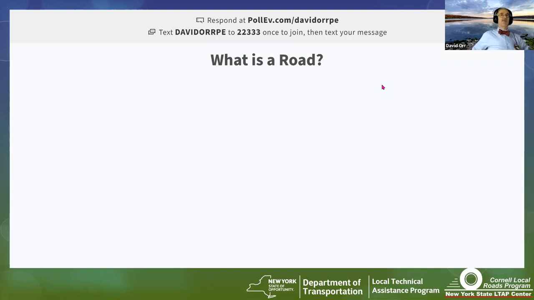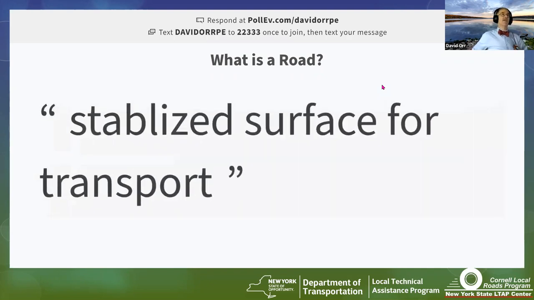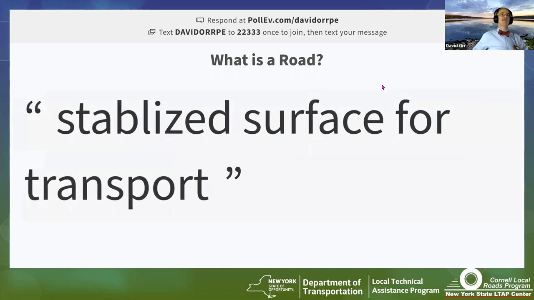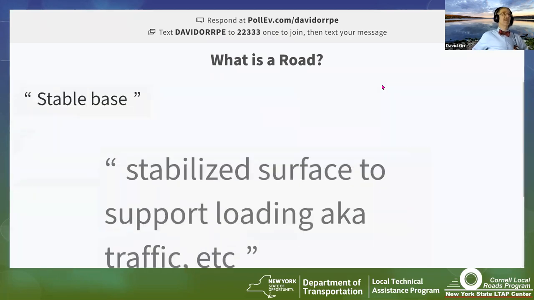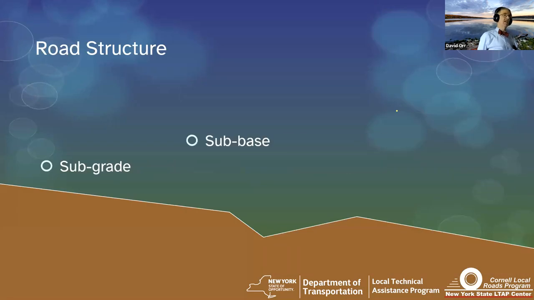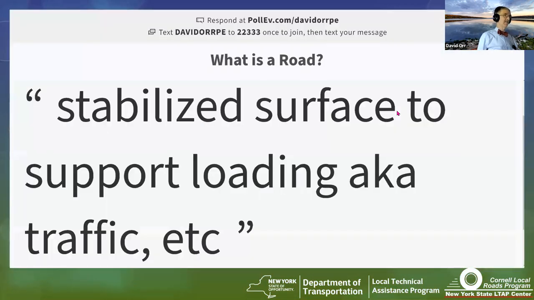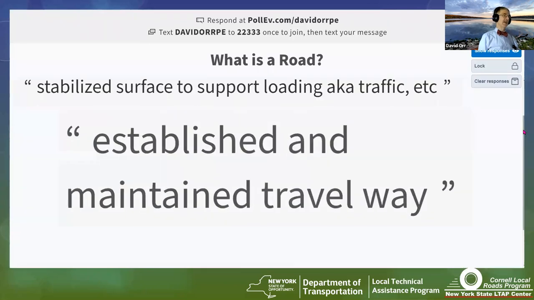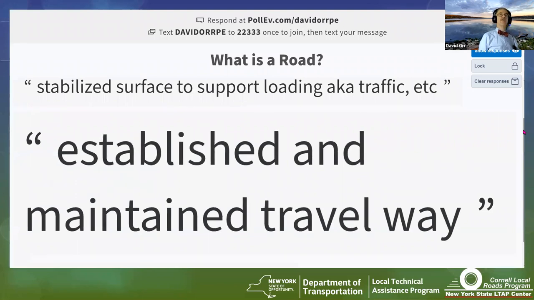What is a road? Stabilized surface for transport. Okay. Yep. Stable base, stabilized surface to support loading, aka traffic, et cetera. Yeah, that's a possibility. Okay. So from a structural standpoint, it's a traveled way.